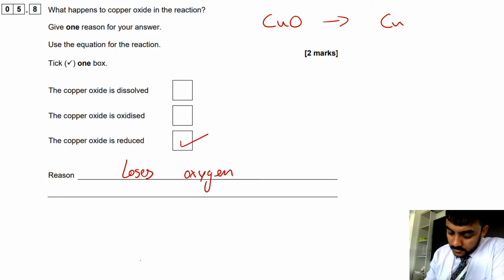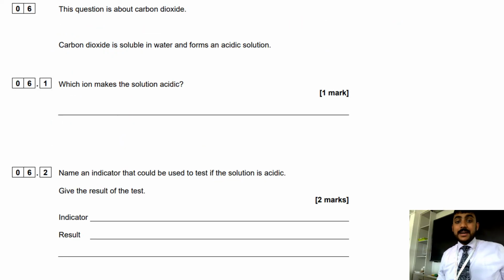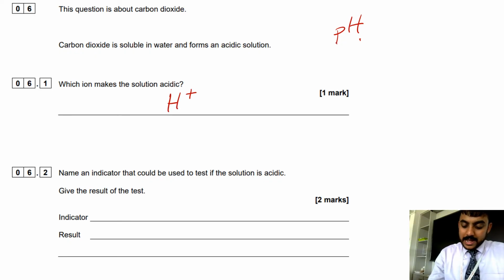This question is about carbon dioxide, it says. Carbon dioxide is soluble in water and forms an acidic solution. Which ion makes a solution acidic? Remember, acidic means we're measuring pH, okay? And a pH of 1 and 2 makes it very acidic. That pH stands for per hydrogen. Therefore, we're talking about hydrogen ions.